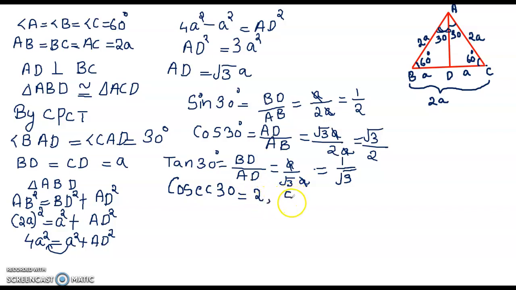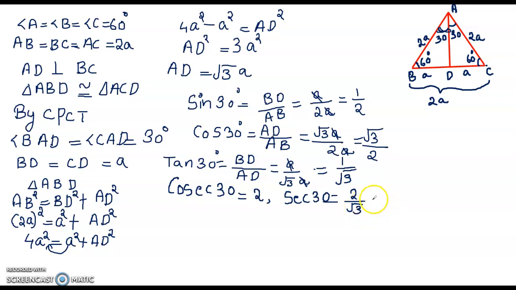Again, sec 30 is what? Sec is the reciprocal of cos. So sec 30 is the reciprocal of cos 30. So what is the reciprocal of root 3 by 2? The reciprocal of root 3 by 2 is 2 by root 3.